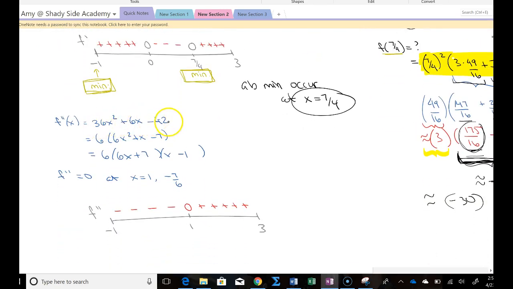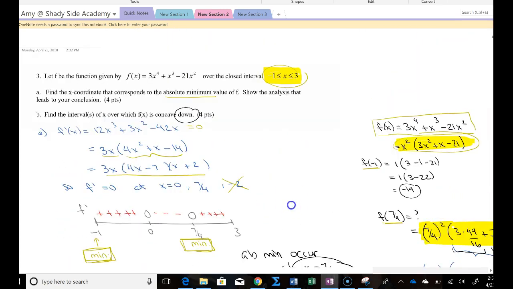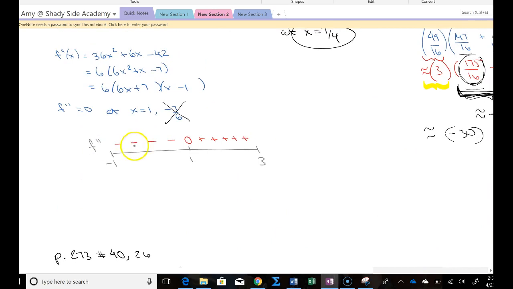Second derivative. Once again, factored out a 6. This is a quadratic trinomial, which is now factorable. F double prime equals 0 at x equals 1, x equals negative 6. This, of course, is out of my domain of negative 1 to 3. And here is my second derivative sign analysis. And now I can see that f is concave down on the interval x equals negative 1 to 1, because intervals of concavity are always not inclusive.